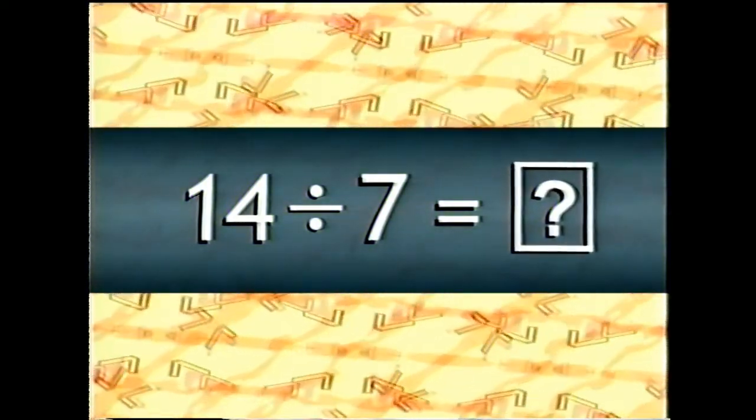14 divided by 7 is 2. 21 divided by 7 is 3. 56 divided by 7 is 8. 49 divided by 7 is 7.